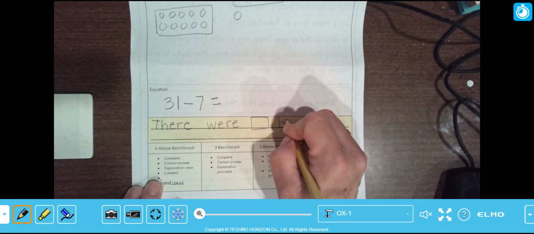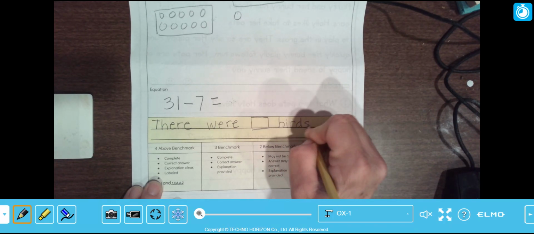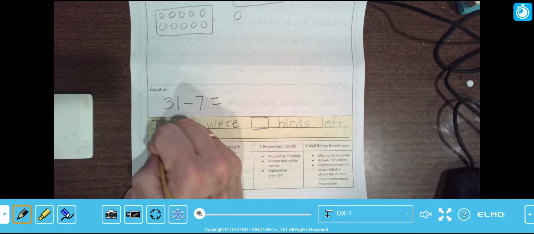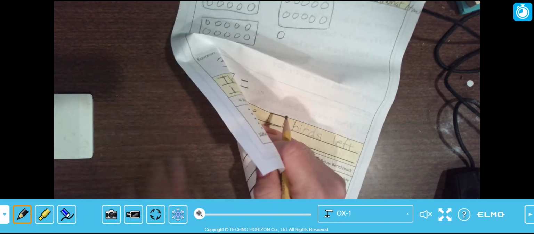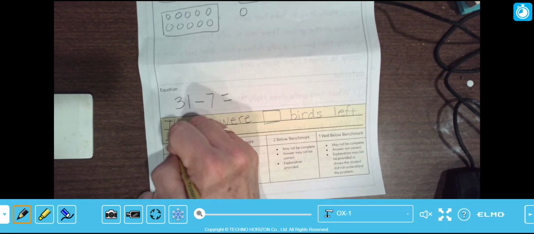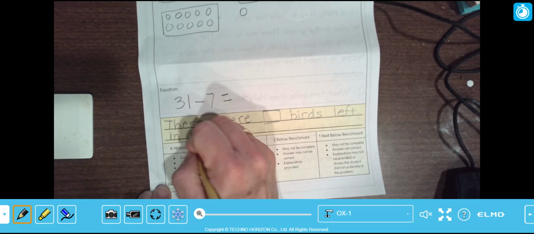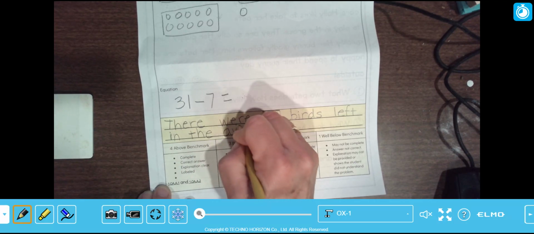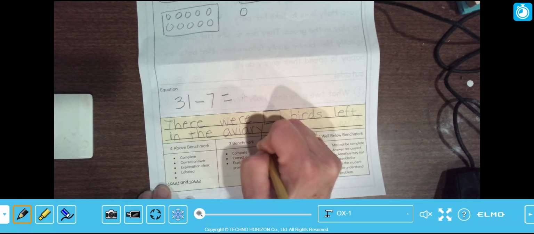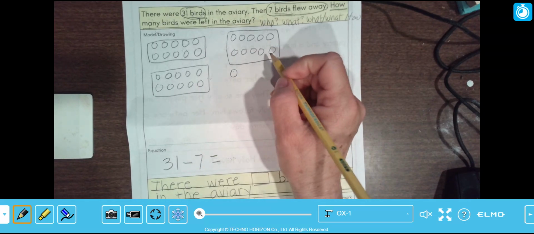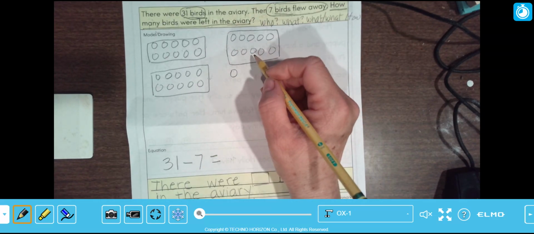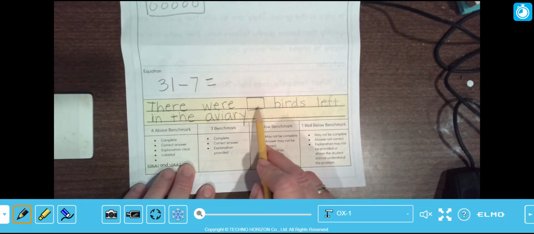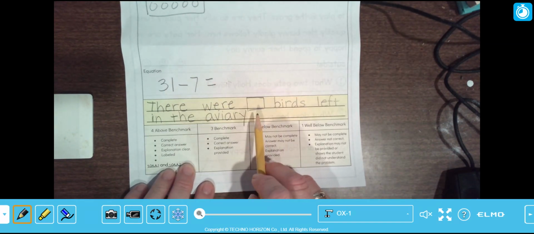Birds left in the aviary. So you're going to cross out the birds that you need to cross out here. You're going to write that answer here, and you're going to write that answer here. Do you understand?